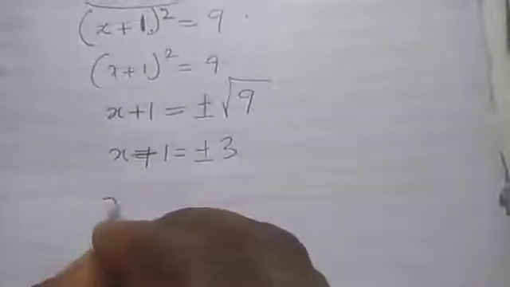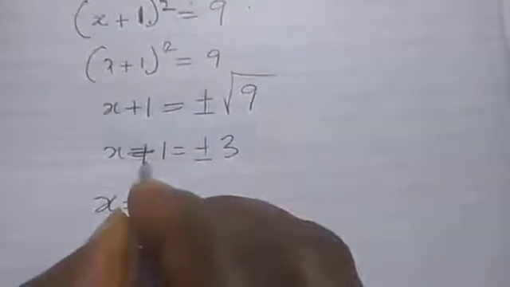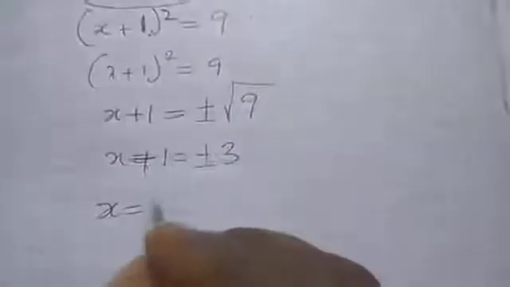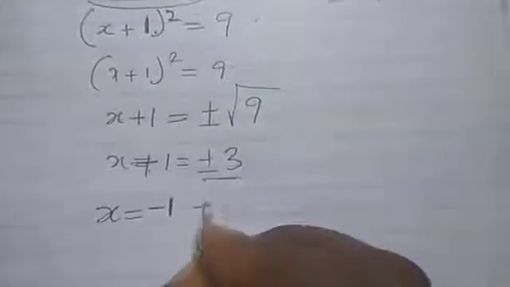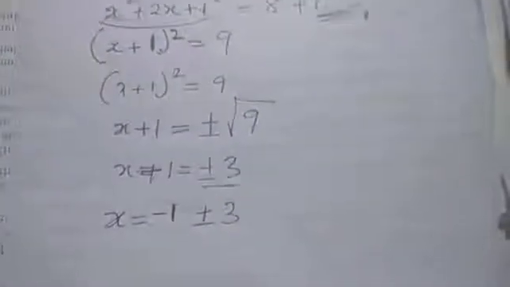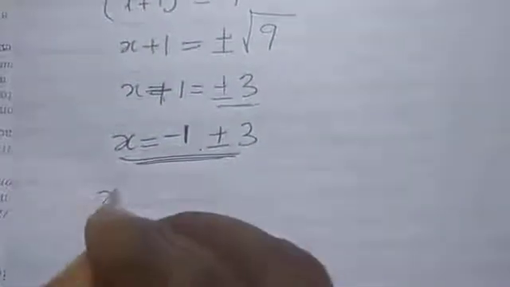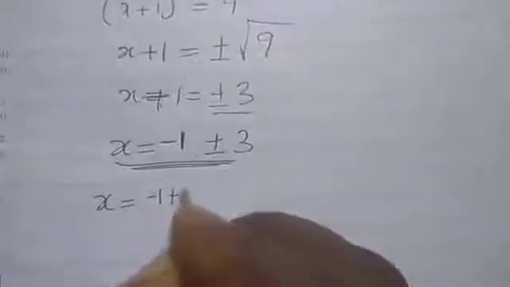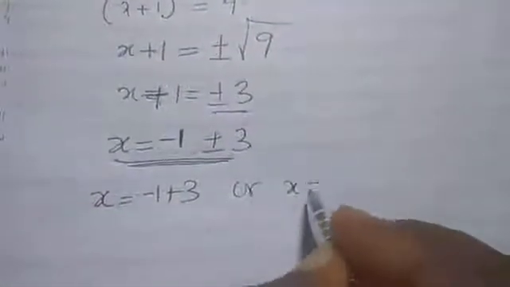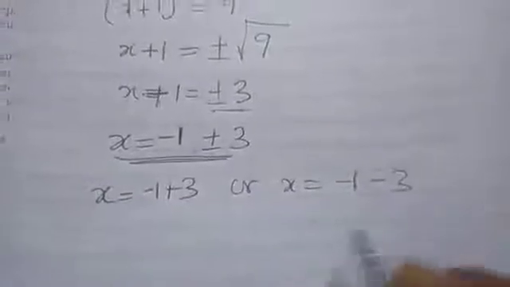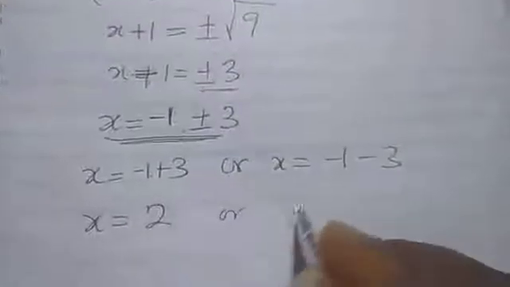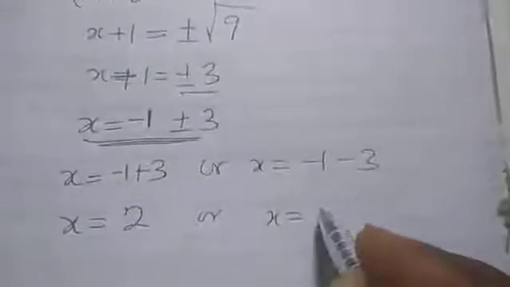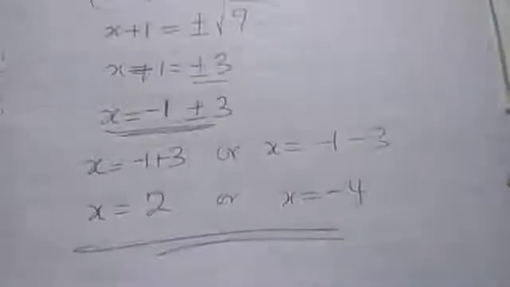Now, from that place, this is plus 1. You take it to the other side, it will become minus 1. Don't forget there is plus or minus, so let me put my plus or minus 3 there. What this simply means is x is equal to minus 1 plus 3, or x is equal to minus 1 minus 3. So minus 1 plus 3 will give me 2. Minus 1 minus 3 will give me minus 4. So that is our answer.